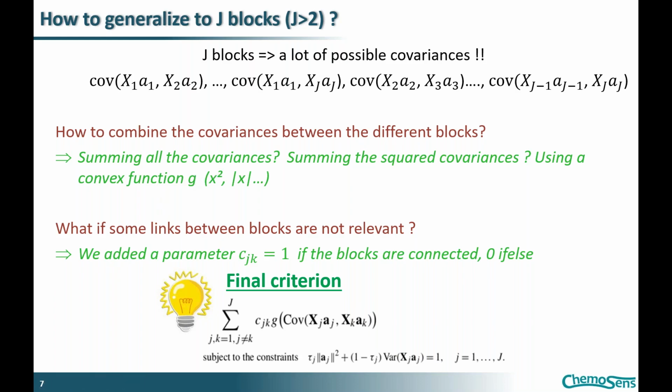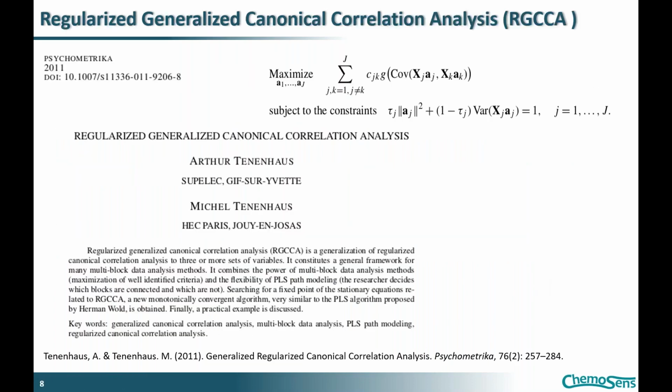The second thing is that some links could be not relevant between these blocks. So you can choose to not select some covariance terms. That is to say that we added the parameter C here, that is 1 if the blocks are connected and 0 otherwise. And finally, we have this criterion here, which is the natural extension of what I have shown before, with the extension here of the constraint. With this criterion, we can do a lot of things, and it is regularized generalized canonical correlation analysis, RGCCA, which is a paper of Arthur Tenenhaus and Michel Tenenhaus.